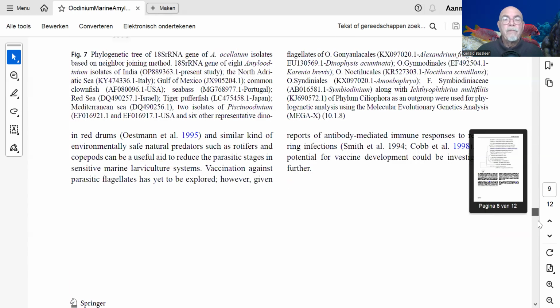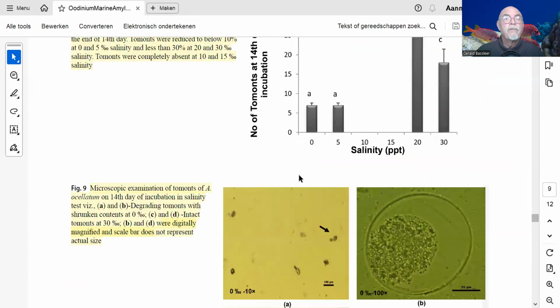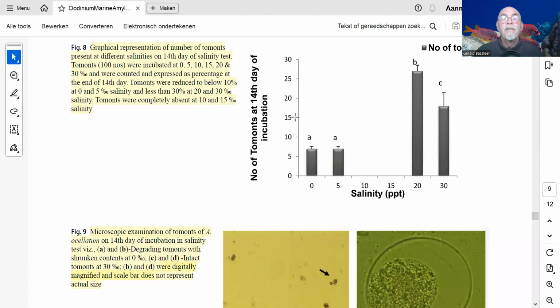And here it is. Figure 8, figure 9. And here we could see that the salinity of 10 to 15% salinity did show no incubation of tomonts at 14 days. And that was for me the interesting part, that those brackish water fish, if they keep them at 10 to 15% salinity, the tomonts are really reduced or zero, absent.